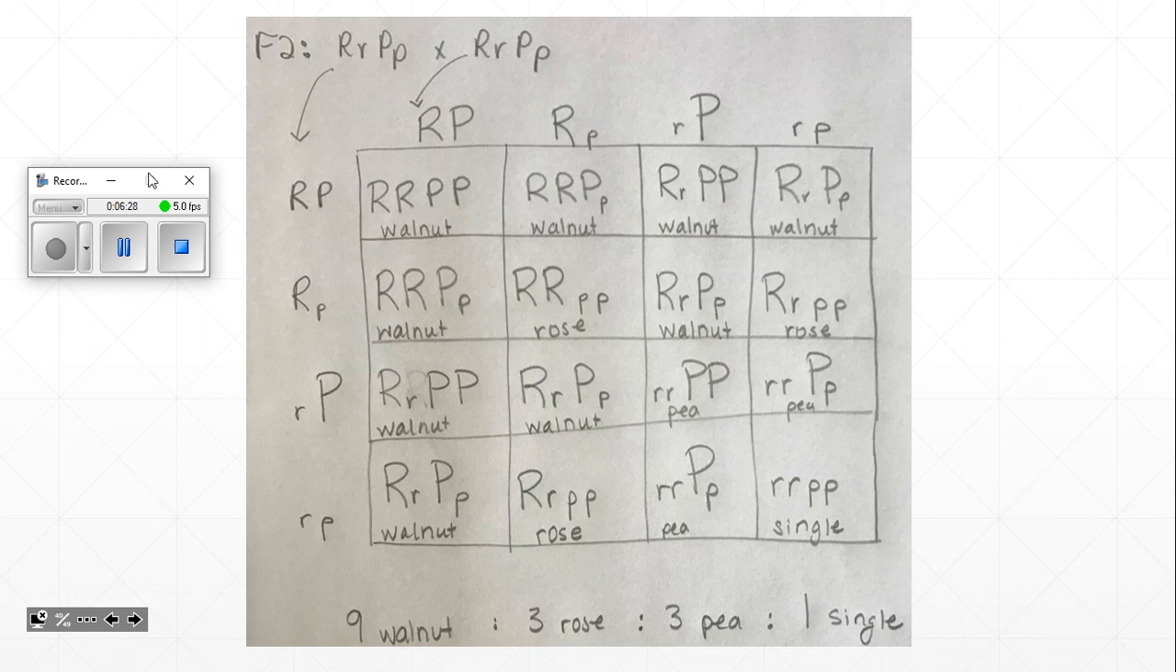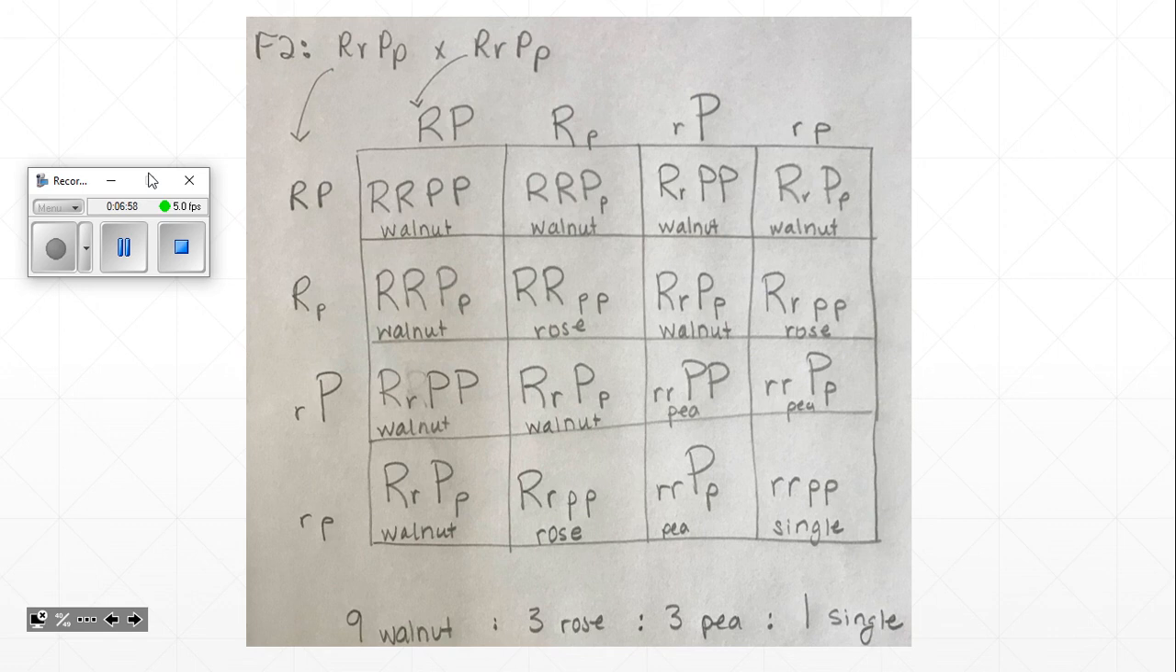If I consider the rose shape, you get the rose shape if you have dominant R, but you do not have the dominant P allele. So here, and down at the bottom, even though they're not all the same genotype, they all give me the same phenotype. I have at least one copy of the dominant R allele, and I do not have the dominant P allele, so I end up with a rose phenotype.